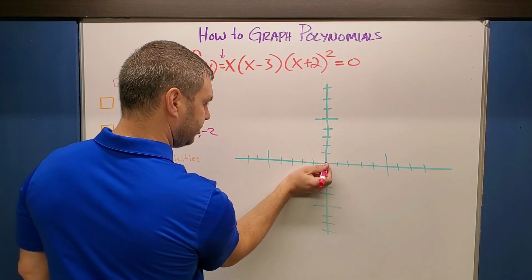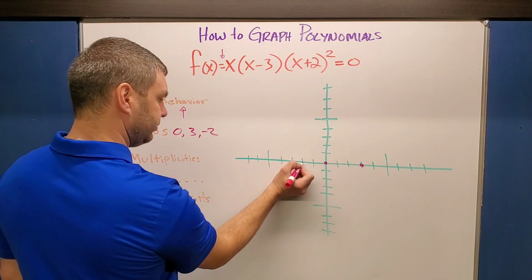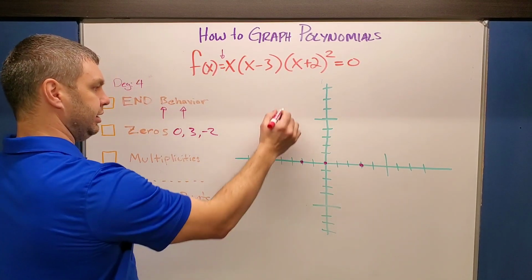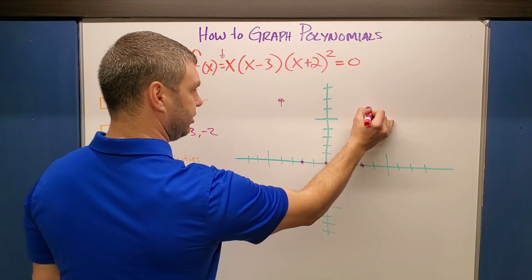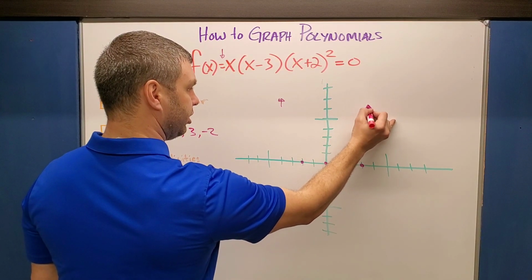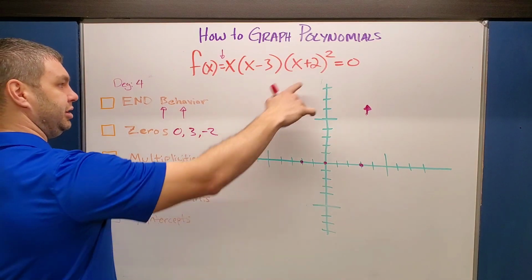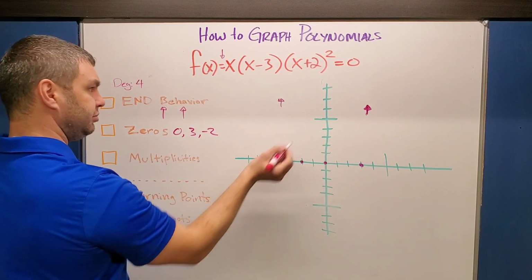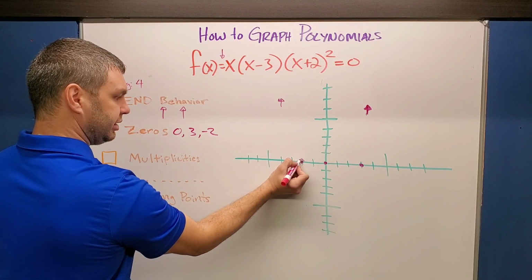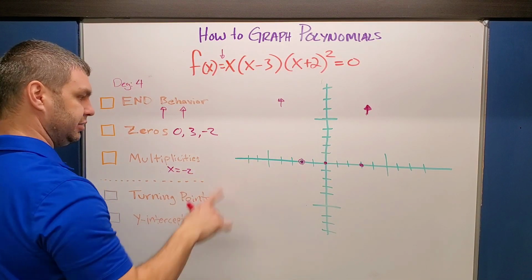We have 0, 3, and negative 2, just like that. And again, I have to end up and end up on my graph. I am the worst arrow drawer in the world, I think. All right, there we go. Multiplicities. So we just have one, and it's going to bounce off at negative 2. Remember, I could set that equal and get the negative 2 there. So I'll say at x equals negative 2, it's going to bounce.